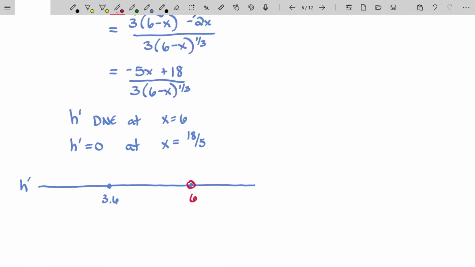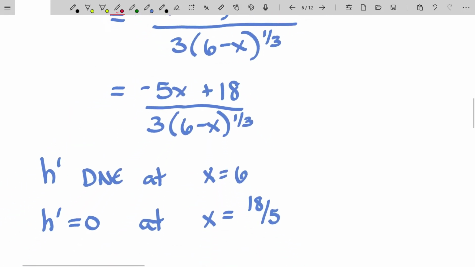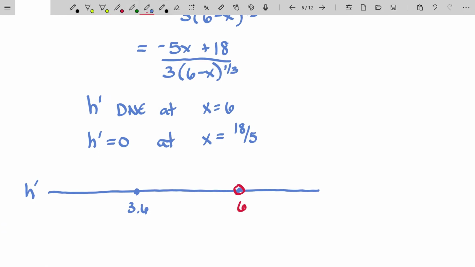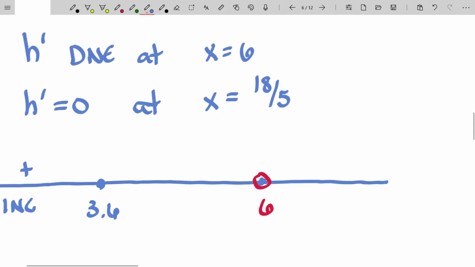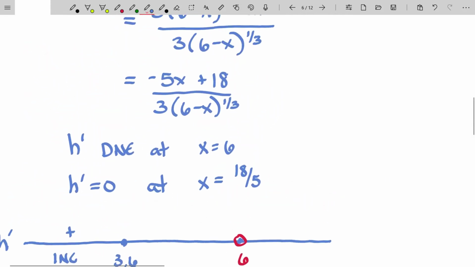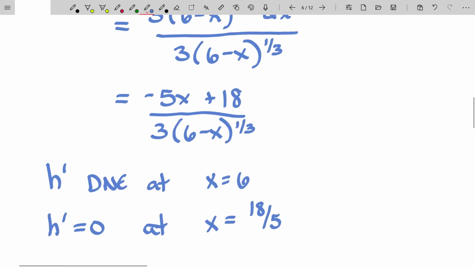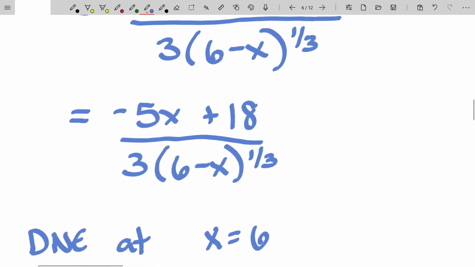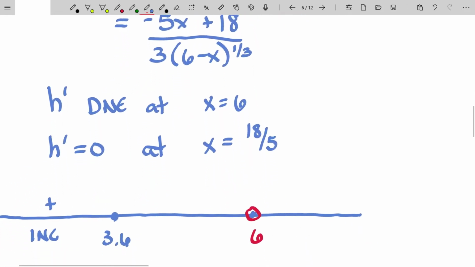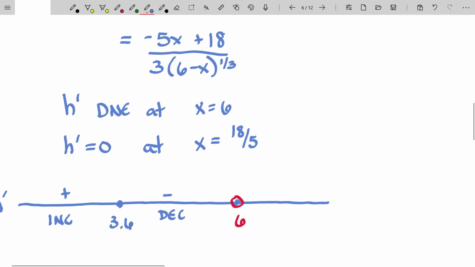All right, and so let's test values. You could plug in 0 to test that first interval. Our derivative at 0 will be 18 over some positive number. That's all I really care about. So I know my derivative is positive here, or in other words, our curve is increasing. Between 3.6 and 6, I'll plug in 5. If you plug in 5, you get negative 25 plus 18, a negative number in the numerator, and 6 minus 5 is positive, so you get negative altogether. So your function's decreasing. And remember, right here, our derivative is non-existent. So we might have a kink, cusp, or corner, or it might go vertical for a moment.